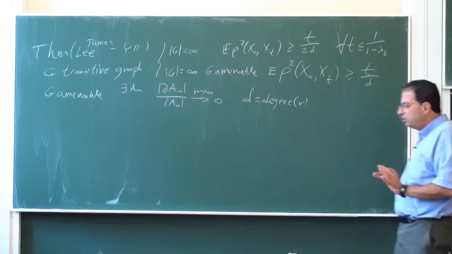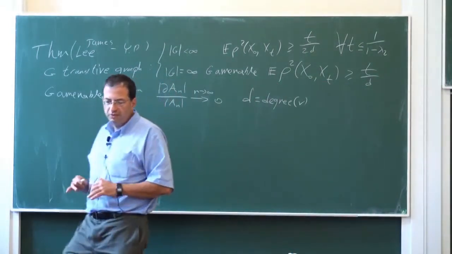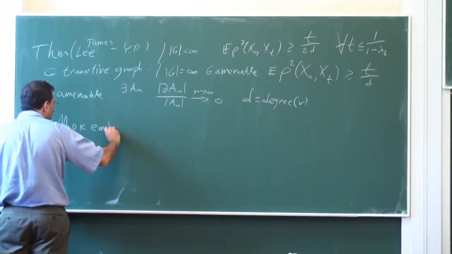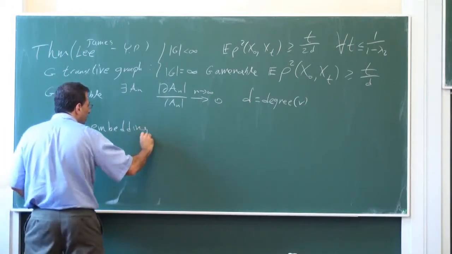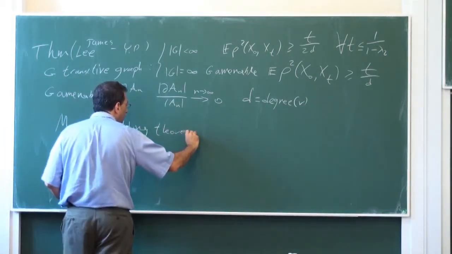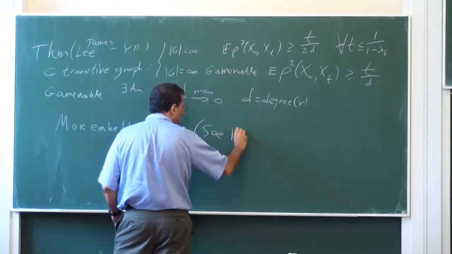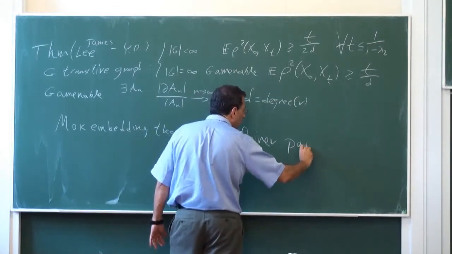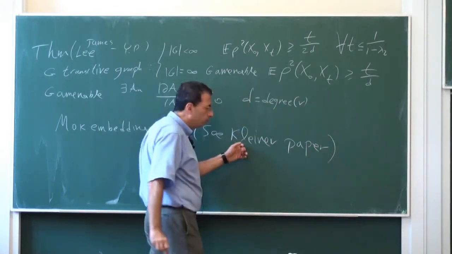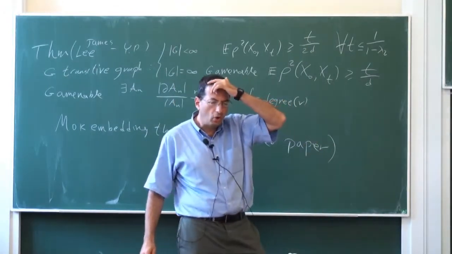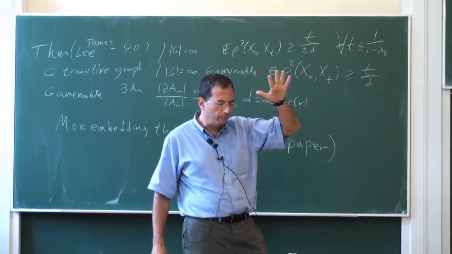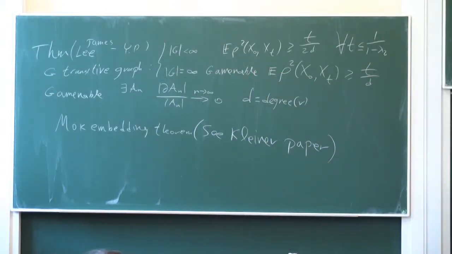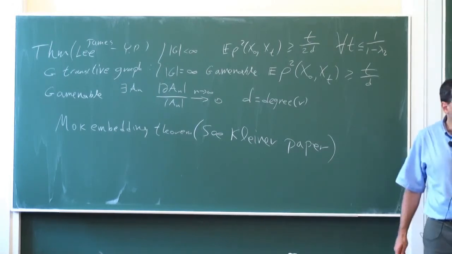So I'm not going to go to the exact definition of the Mok theorem, but I'll just mention for those interested that there is an exposition of this in the appendix of a paper by Kleiner. So Bruce Kleiner has a very nice paper from a few years ago on a new proof of Gromov's theorem on groups of polynomial growth. And in the appendix, he proves Mok's theorem.